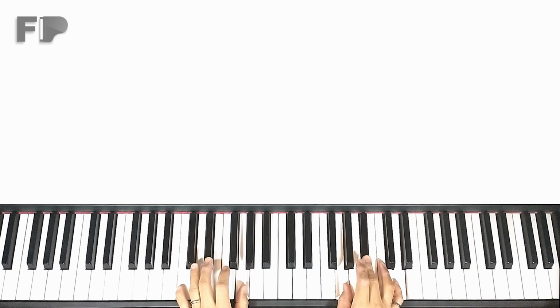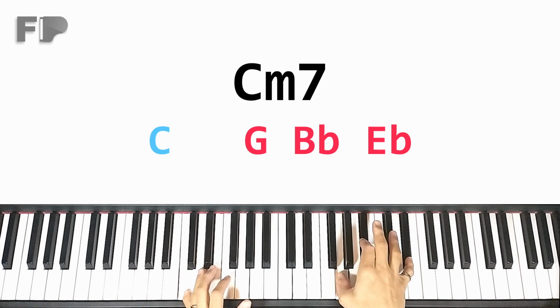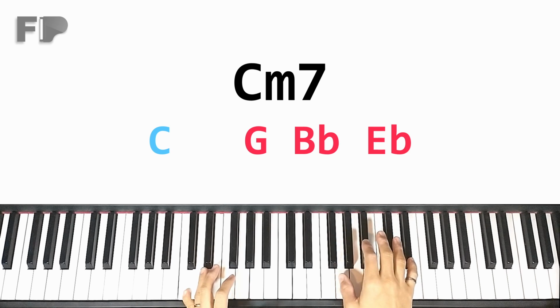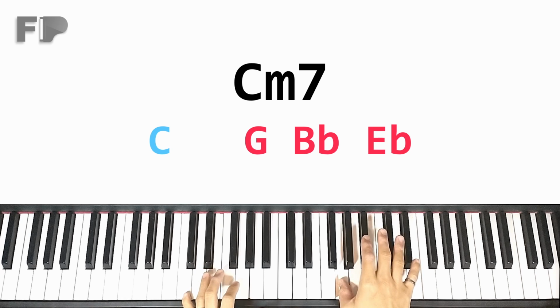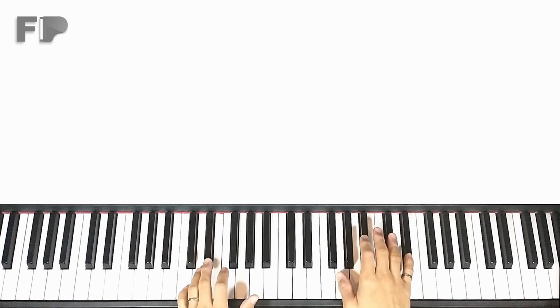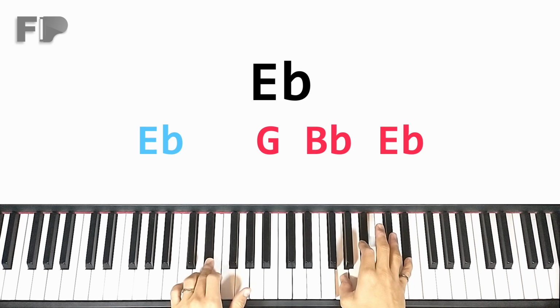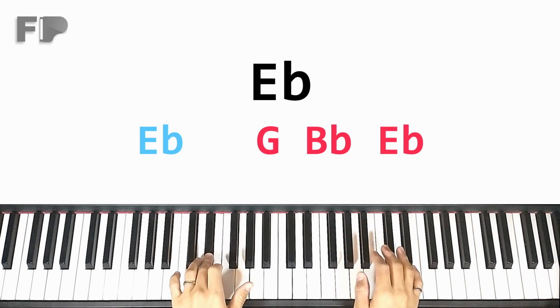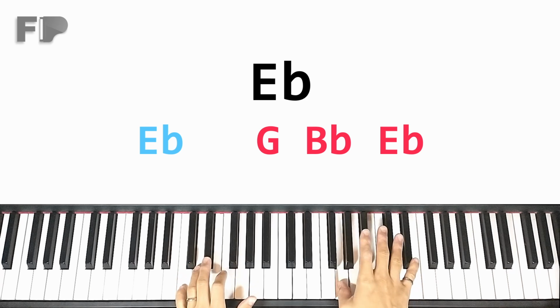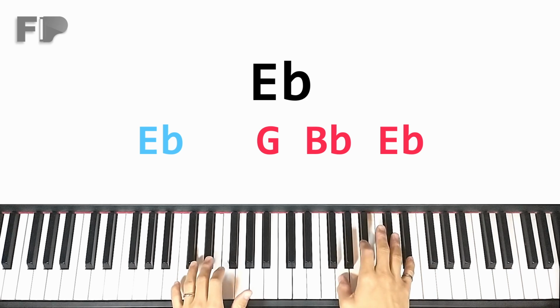The next chord is C minor 7. On the left we have C, and on the right we have G, B flat, and E flat. For the third chord we have E flat major. On the left we have E flat, and on the right we have G, B flat, and E flat.